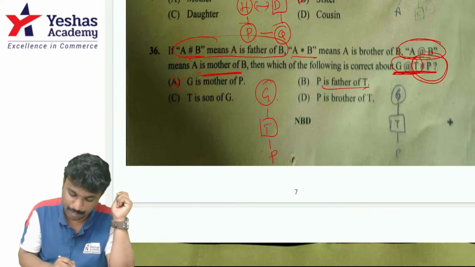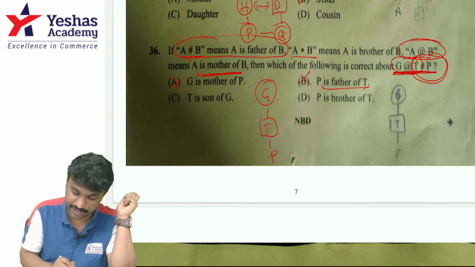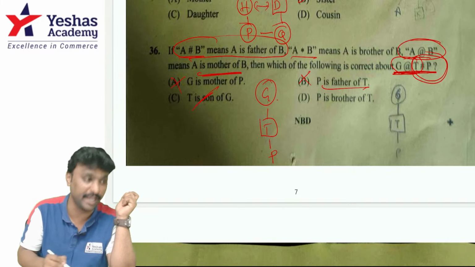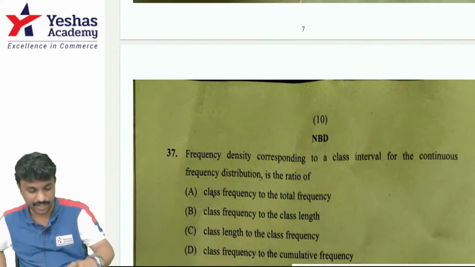P is father of T. Is P a father of T? Definitely no. T is son of G, they have said. Definitely T is son of G. Option C is the right answer. T is definitely son of G.